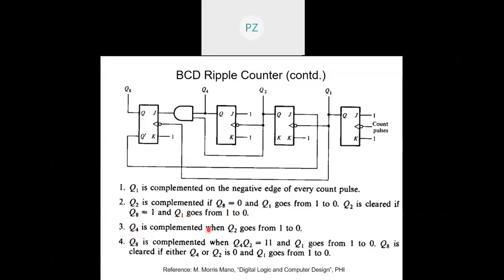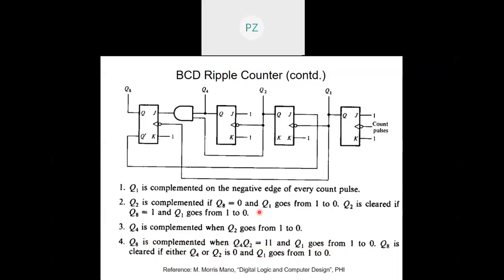Similarly, Q4 is complemented when Q2 goes from 1 to 0, right? And Q8 is complemented when Q4 and Q2 are 1, 1 and Q1 goes from 1 to 0. Q8 is cleared if either Q4 or Q2 is 0 and Q1 goes from 1 to 0, right?